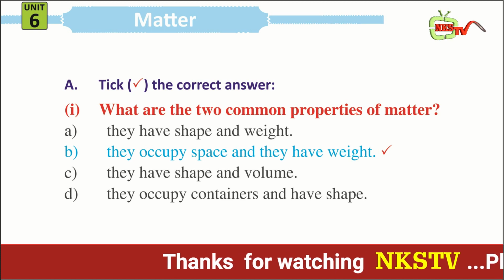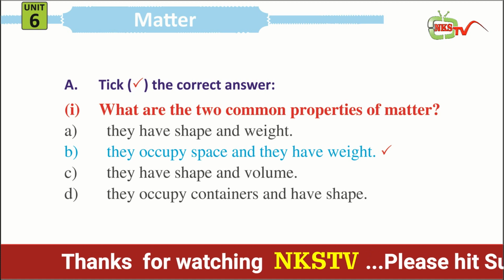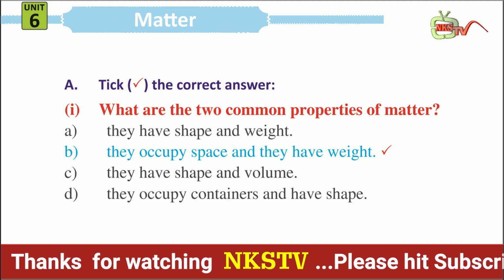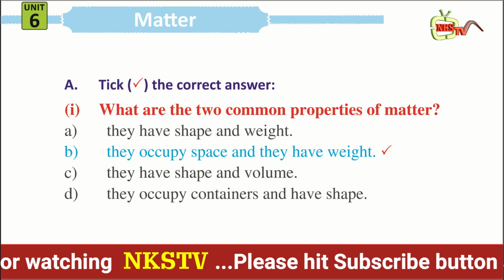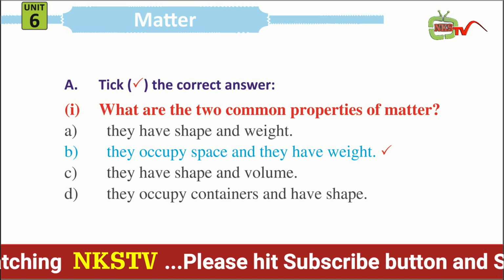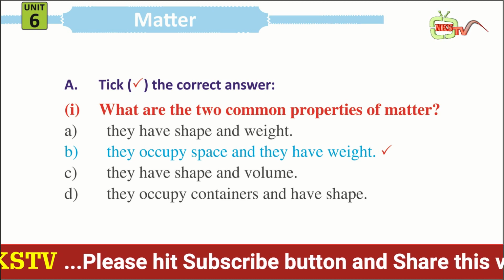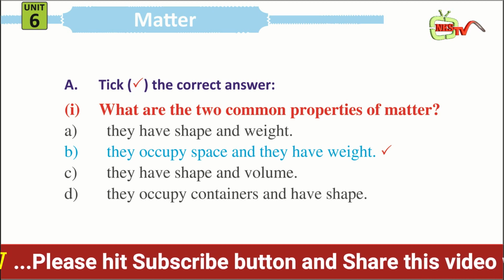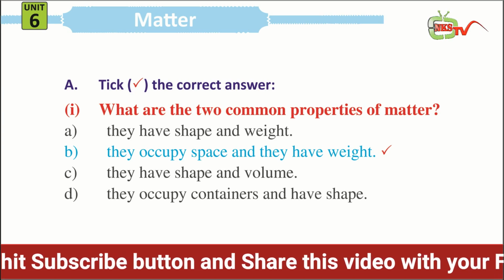What are the 2 common properties of matter? The options are A. They have shape and weight. B. They occupy space and they have weight. C. They have shape and volume. D. They occupy containers and have shape. The correct option is B. They occupy space and they have weight.